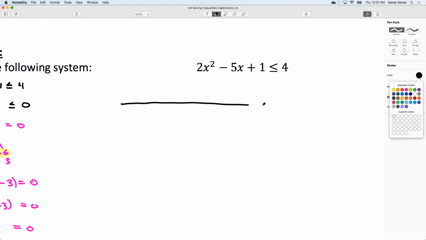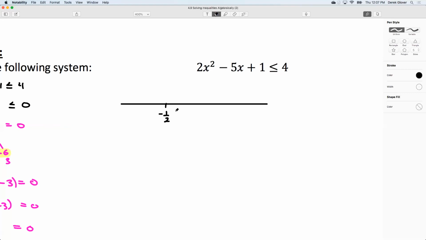Draw our number line. We're going to split the number line into sections now. So -1/2 is one of our critical points. The other critical point is the point 3. All right, and then the number line, I guess, can keep going. So we're going to have 3 intervals.